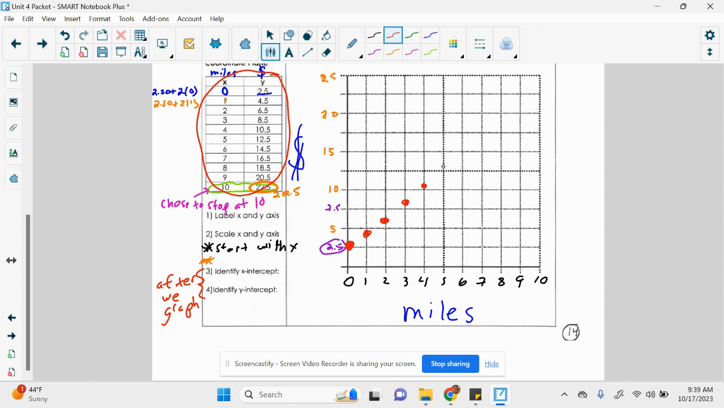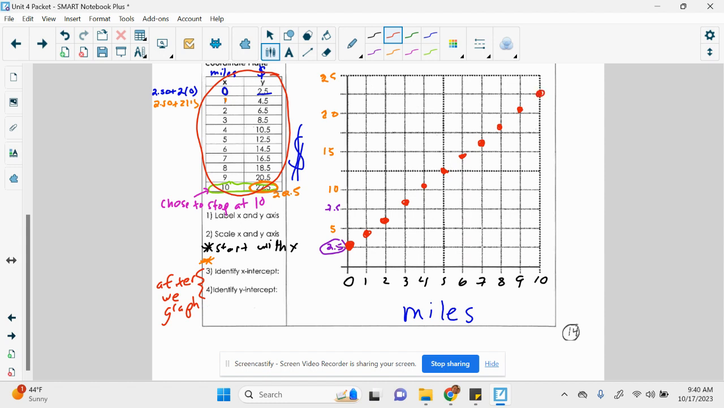5 is 12.5, which is right here. 6 is 14.5, which is right under 15. 7 is 16.5, which is right about here. 8 is 18.5, which is just about here. All right, just above that line. 9 is 20.5, so just above 20. And 10 is 22.5, which is ding, ding, ding right there.